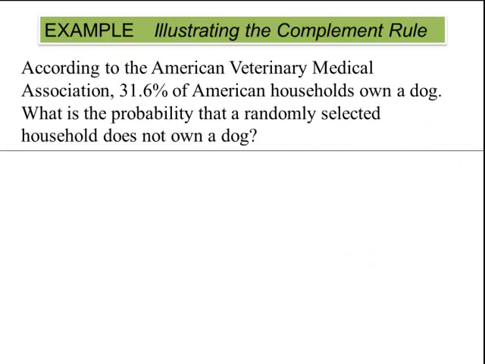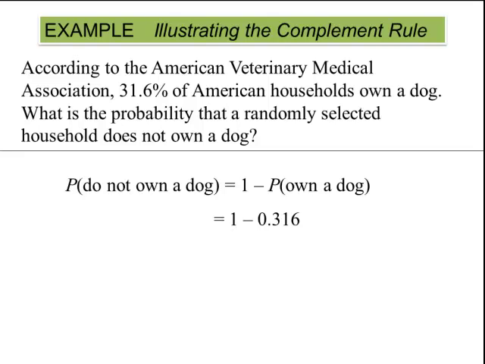According to the American Veterinary Medical Association, 31.6% of American households own a dog. What's the probability that a randomly selected household does not own a dog? We're going to approach this by using the complement rule. The probability of not owning a dog is equal to 1 minus the probability of owning a dog. So that would be 1 minus 0.316, which is 0.684.